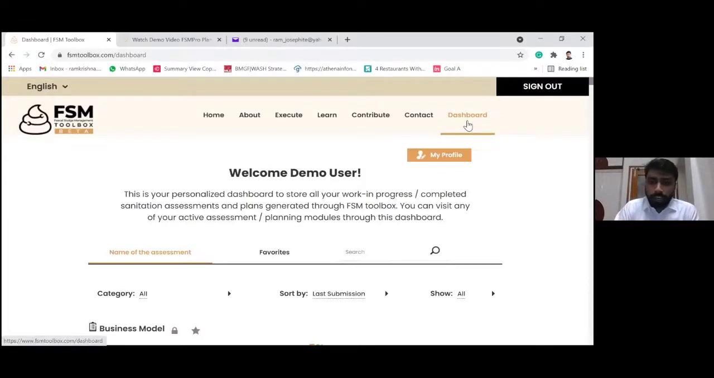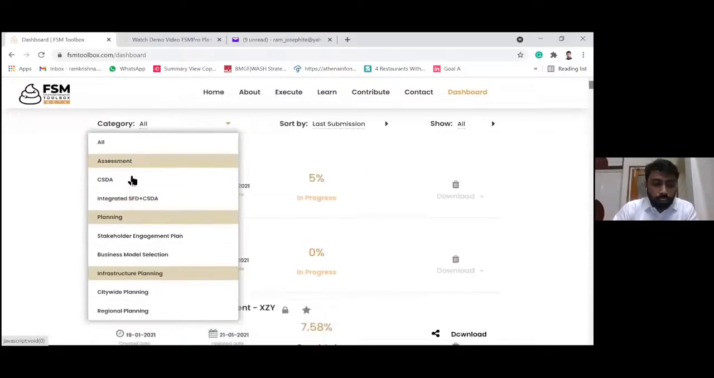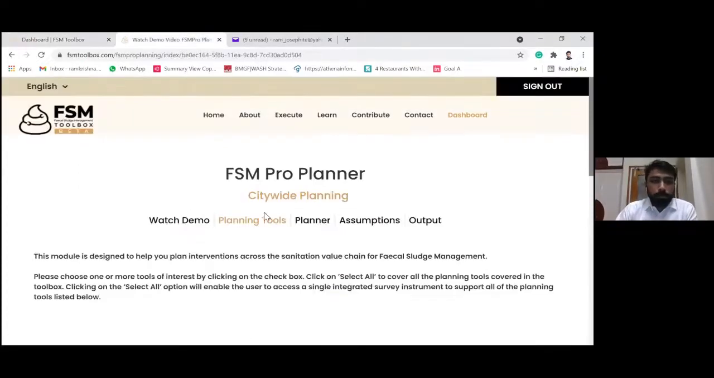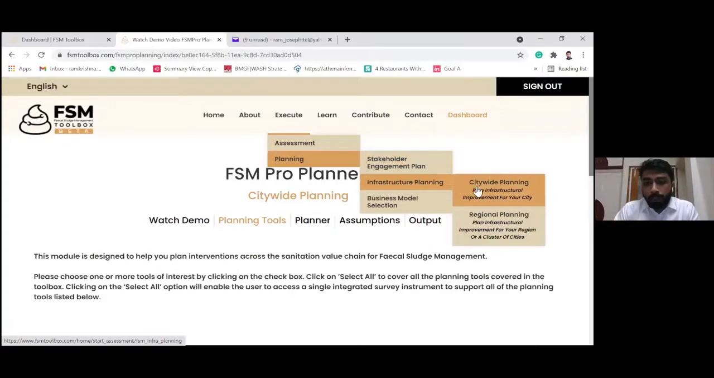You can log in and click on the dashboard, and it will show all the modules that I have worked on, and you can filter them across the different planning tools or assessment tools. I already have a pre-filled tool on Citywide Planning. You just need to click on planning, infrastructure planning, and go to Citywide Planning.